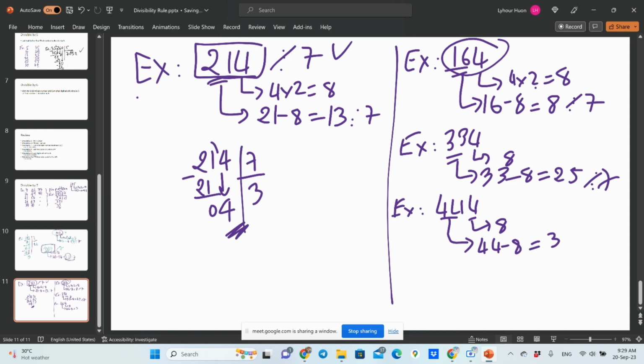44, 43, 42. Oh my god. 43, 42, 41, 40, 39, 38, 37, 36. 36, yes. Is it divisible by 7? It's still not divisible by 7.